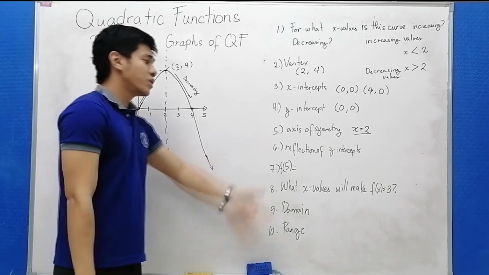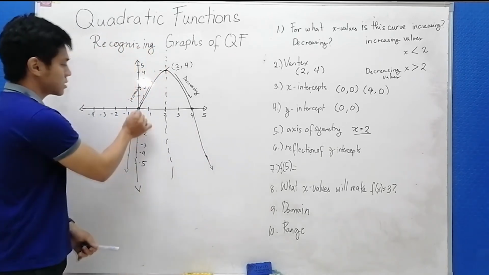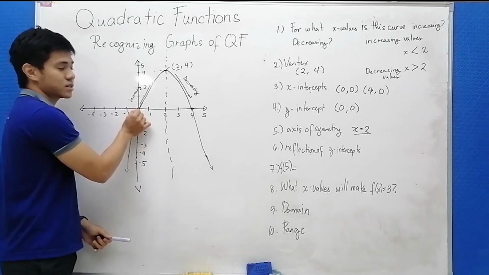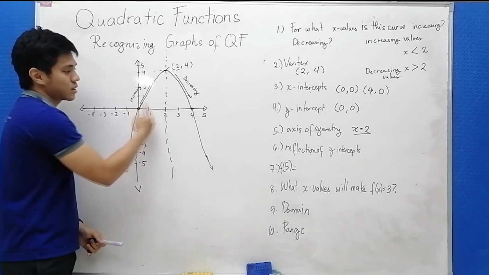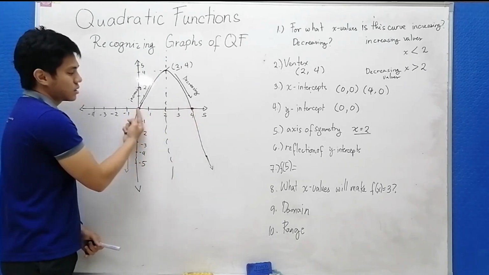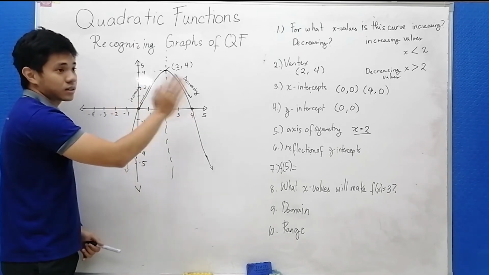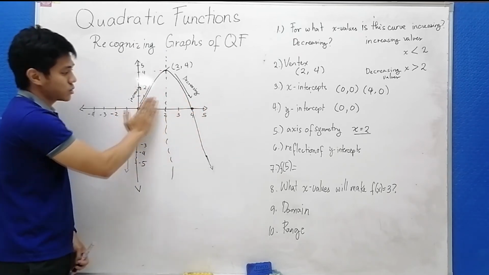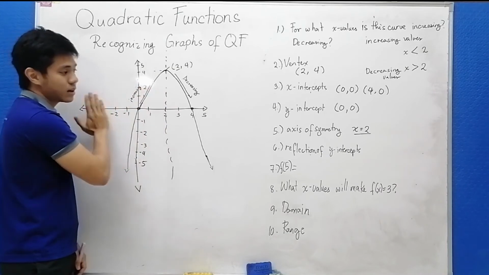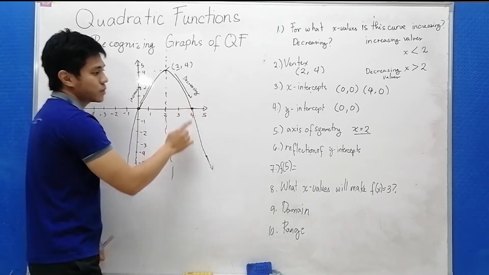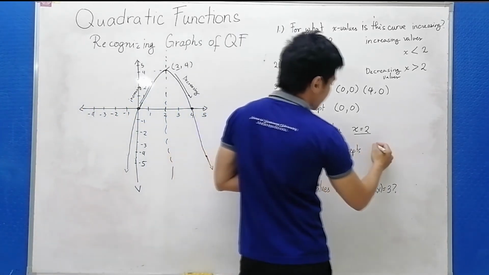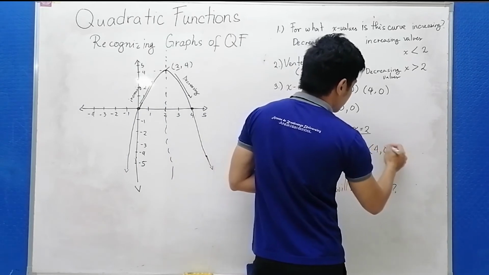Now, the reflection of the y-intercept. Our y-intercept is (0, 0), so what is its reflection? Reflection is the value that is equal to it on the other side, the right side of the graph. Since the y-intercept is on the left side, what is on the right side? We have (4, 0).